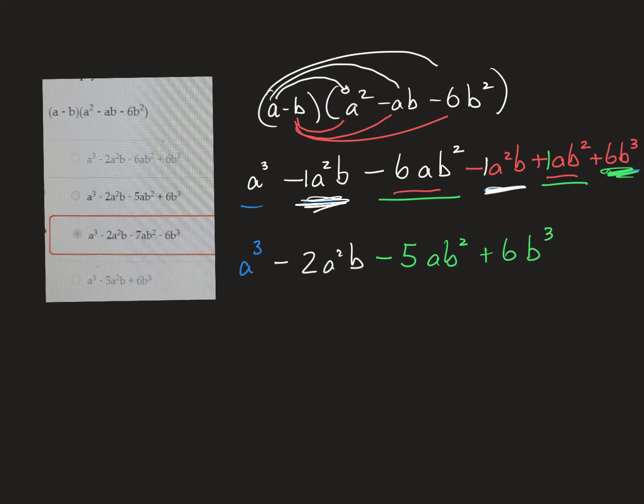Okay, and is that answer anywhere there? Looks like it's this one: a cubed minus 2a squared b minus 5ab squared plus 6b cubed. That's got to be your answer.